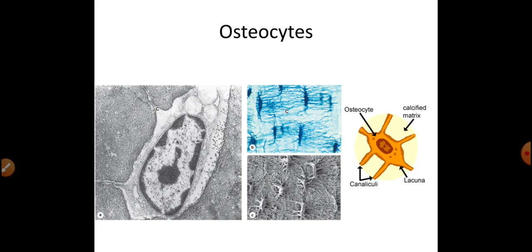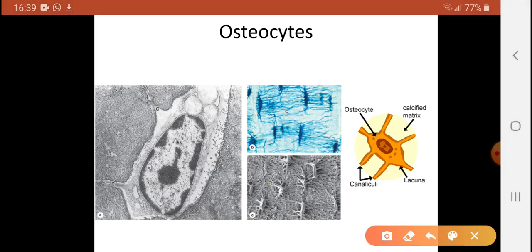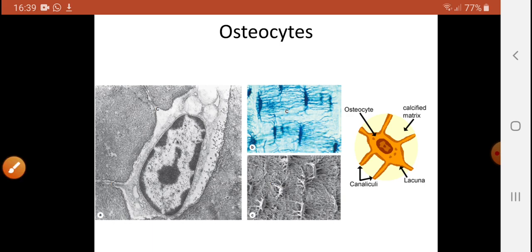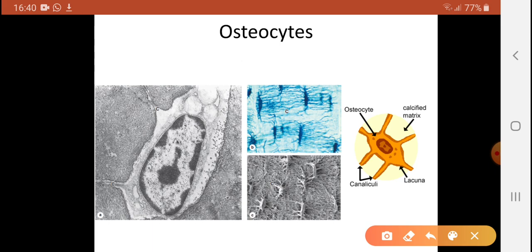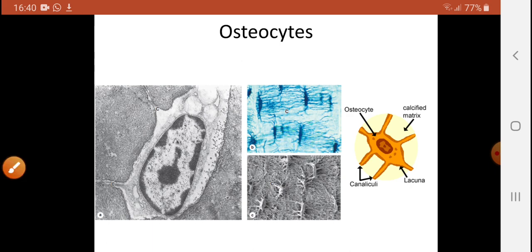The main function is exchange of nutrients and waste with the blood through diffusion. As we can see here, it's located within a lacuna, and from this lacuna many canaliculi extend. By the way, the color is bad, but let's pick another color to be clearer. So this is the osteocyte, and from it arise many canaliculi from the lacuna. Clear?